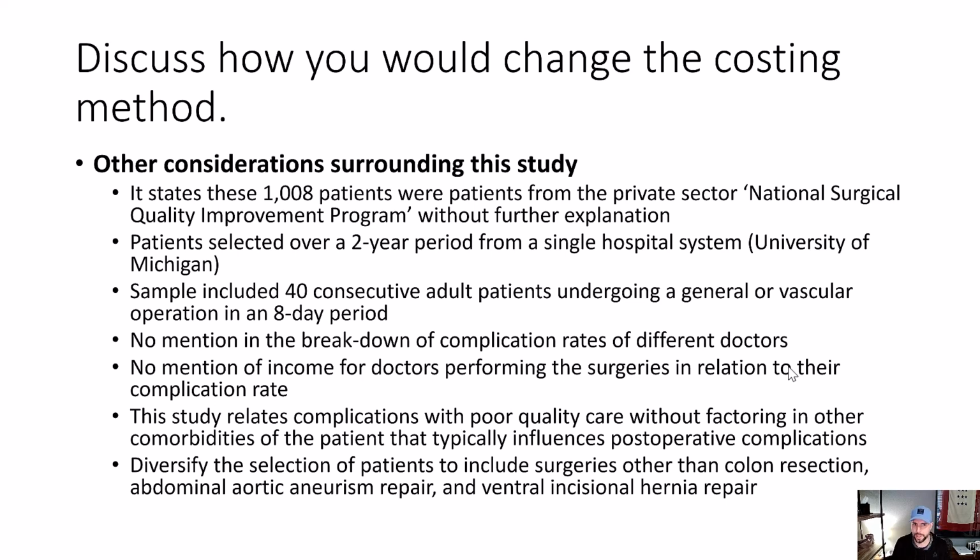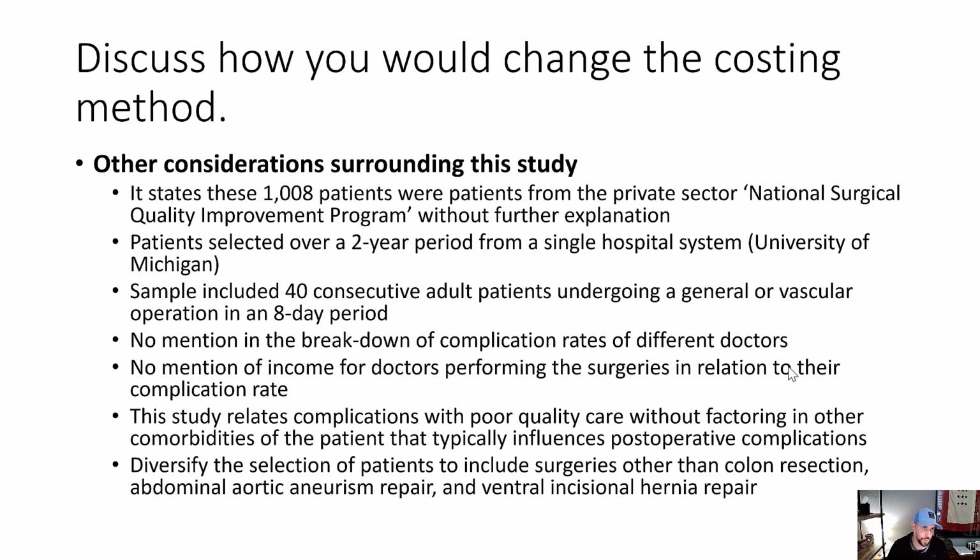There's also part of this sample they were upfront about: it did include 40 consecutive adult patients. Most of these were vascular operations within an 8-day period of time. So there wasn't a lot of random selection, quite a bit of chunks of patients. They didn't break down the complication rates of different doctors. That would have been interesting to look at too, of how does Dr. Jones do versus Dr. Smith.